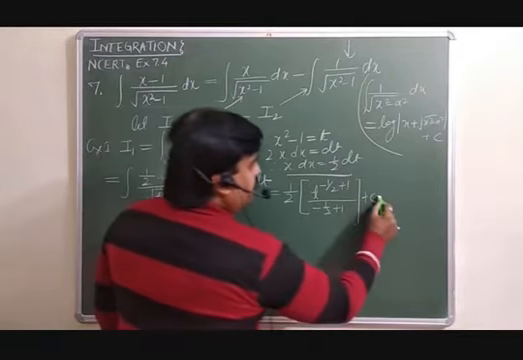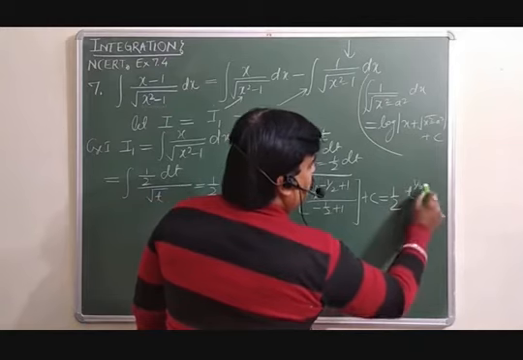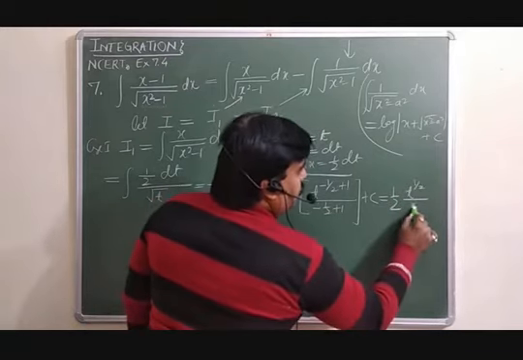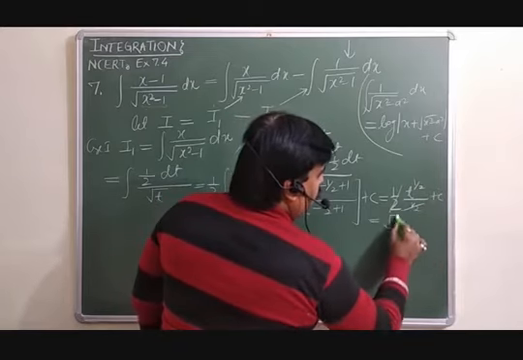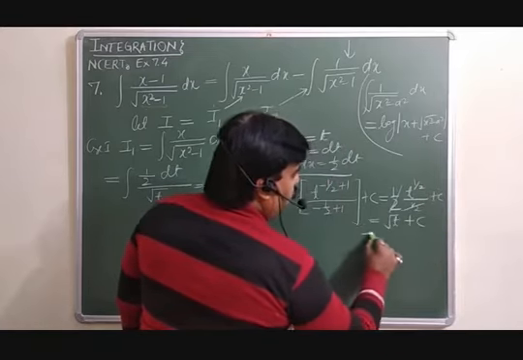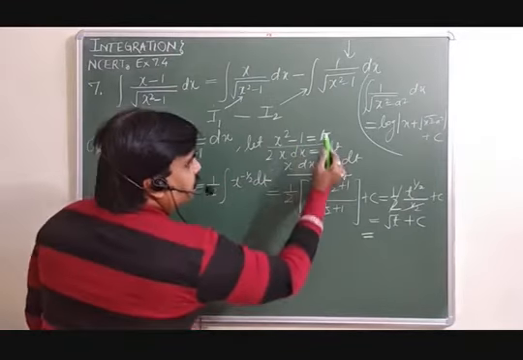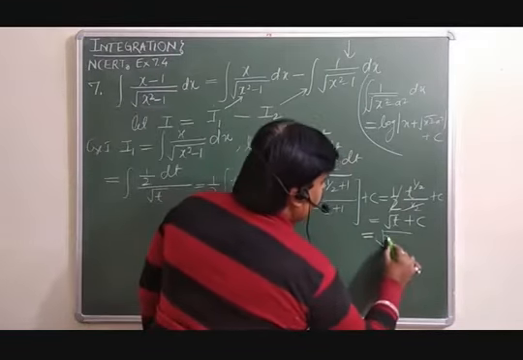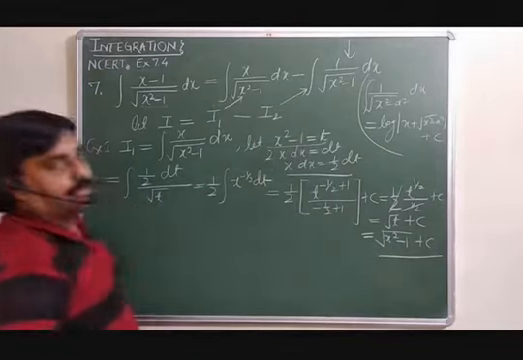So you will get 1 by 2 and t raised to power 1 by 2 over 1 by 2, and 1 by 2 and 1 by 2 cancel. So this is equal to root t plus c, and root t means what? We already assumed t is x square minus 1, so this is inside the radical sign, x square minus 1 plus c, this is here only.